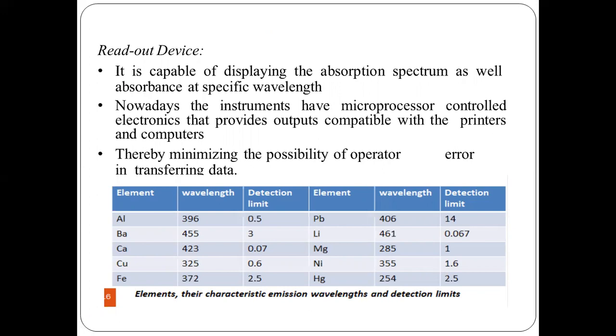And the next one is the readout device. It is capable of displaying the absorption spectrum as well as absorbance at a specific wavelength. Nowadays, instruments have microprocessors that control the electronics and provide outputs compatible with printers and computers, thereby minimizing the possibility of operator error in transferring data.